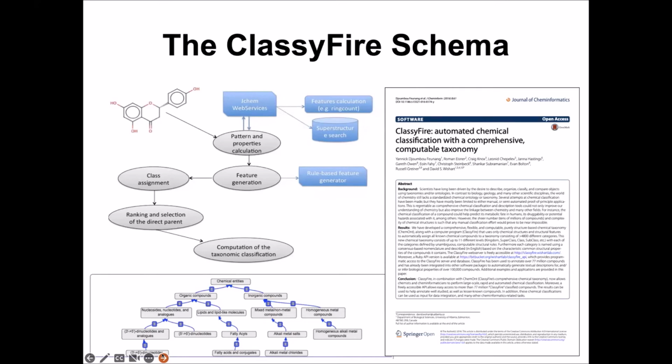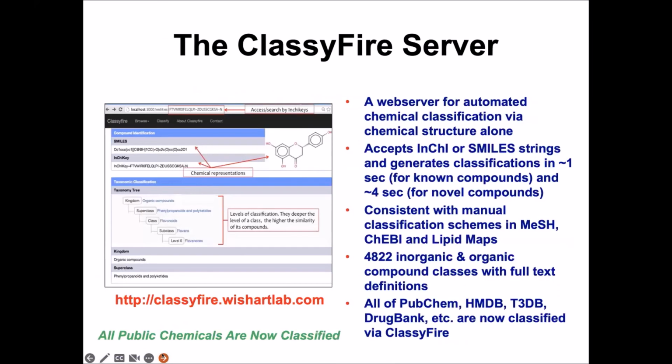It's too much to cover in 7 minutes, but the paper was described in 2016 and we worked with several groups across North America and Europe to try and get some consensus in the ClassyFire schema. And then we developed a web server, which has been around for about 5 years now. It allows people to upload anything from 1 to a million compounds at a time. It'll take an InChI or SMILES string. It generates classifications. If it's already been classified, it does a lookup. If it's a new compound, it takes about 4 to 5 seconds.